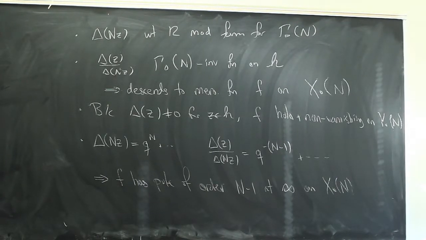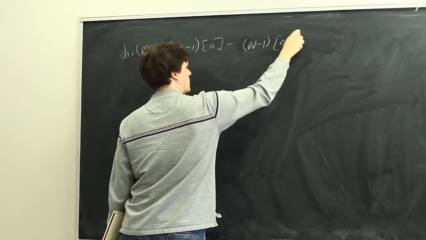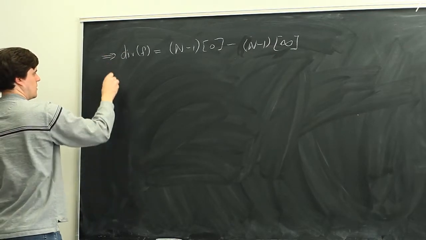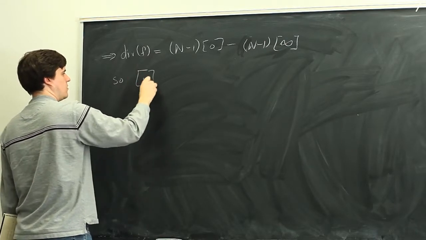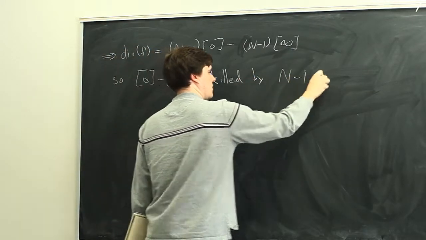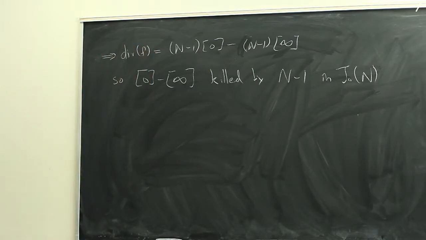All right, and the only other place f can have a pole or a zero is at zero, the other cusp. And since the degree of the divisor is zero, it must have a zero of order n minus 1 at zero. So div f is n minus 1 times zero minus n minus 1 times infinity. And so that exactly means that zero minus infinity is killed by n minus 1. All right. Are there any questions?